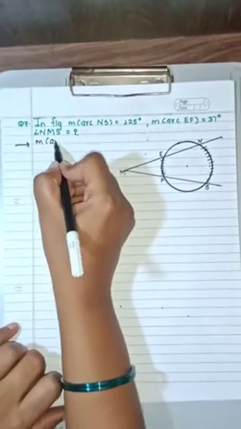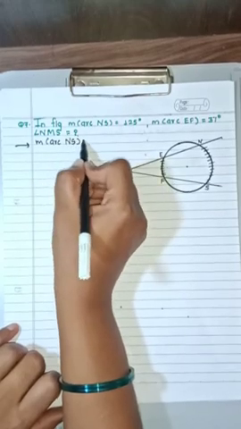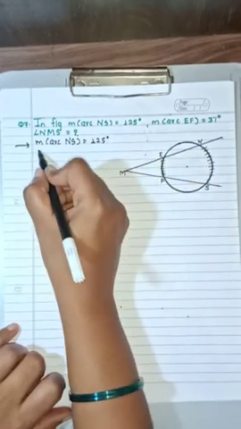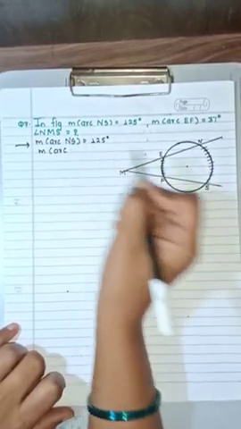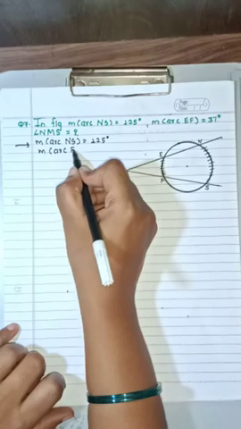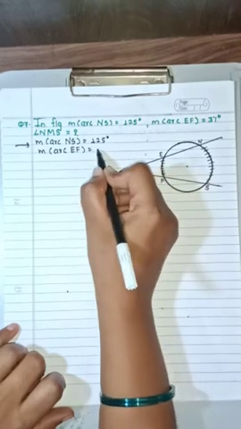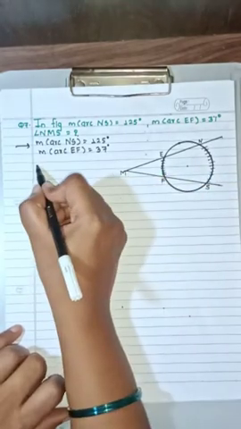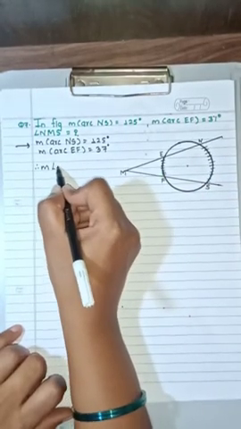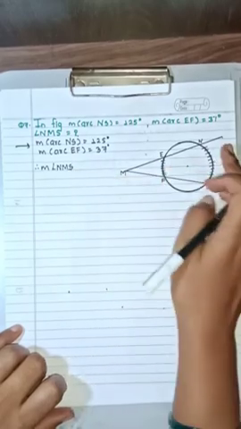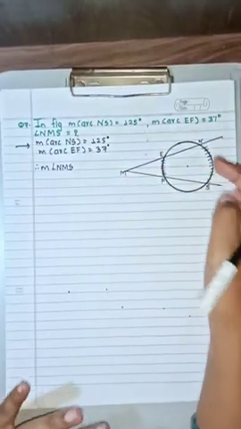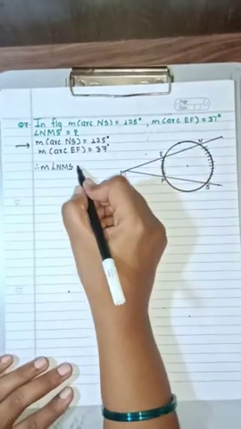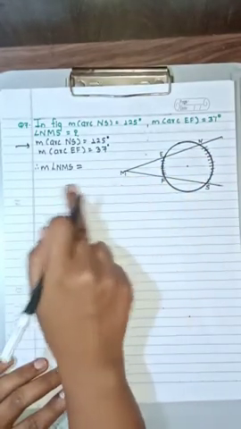Measurement of arc NS is how much? 125 degrees. Okay, measurement of arc EF is equal to 37 degrees. Now, measurement of angle NMS. Now this is an inscribed angle. Okay, therefore its measurement will be this arc minus this arc. So I'll write it down here. I'm not having place, so I'm writing it down here.